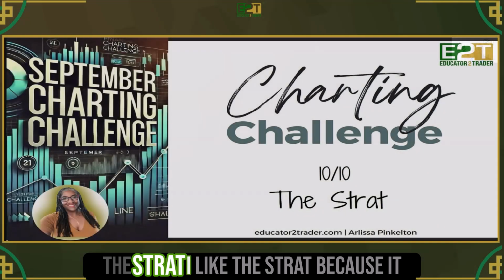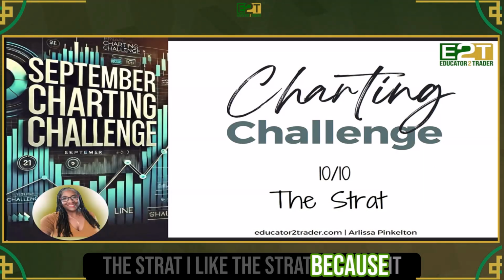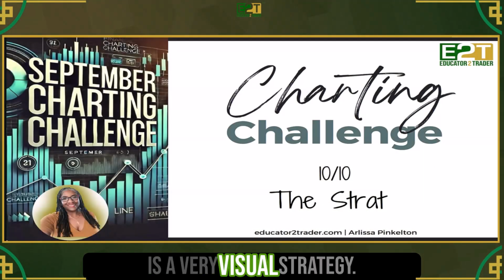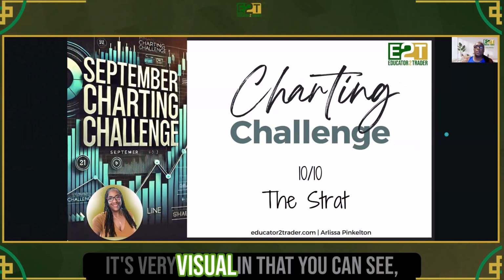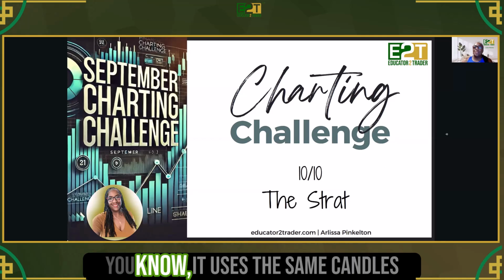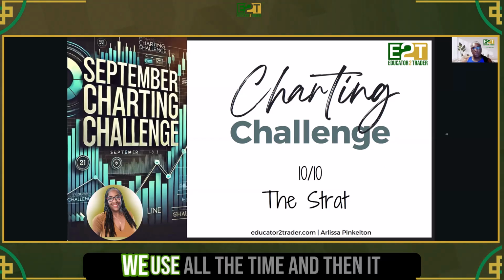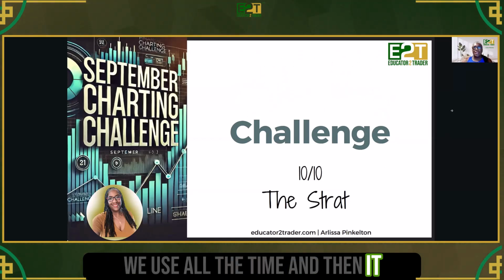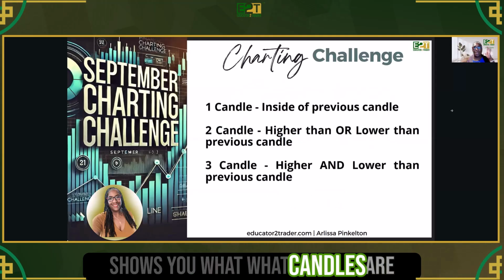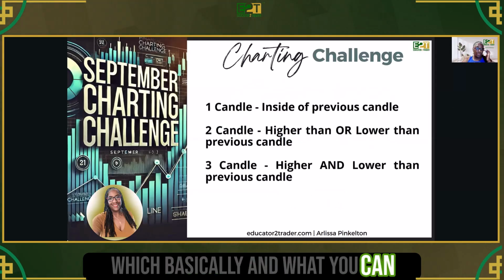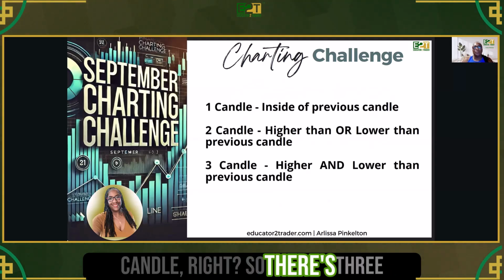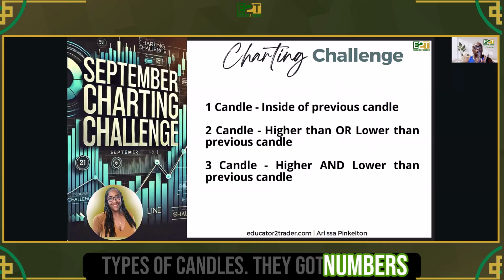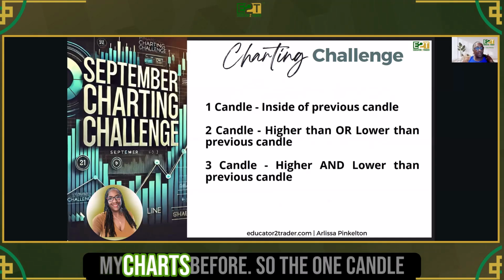The Strat. I like the Strat because it is a very visual strategy. It's very visual in that it uses the same candles we use all the time, and then it shows you what candles are which, basically, and what you can expect to be happening at a candle, right? So there's three types of candles. They got numbers on them. Y'all have seen the numbers on my charts before.